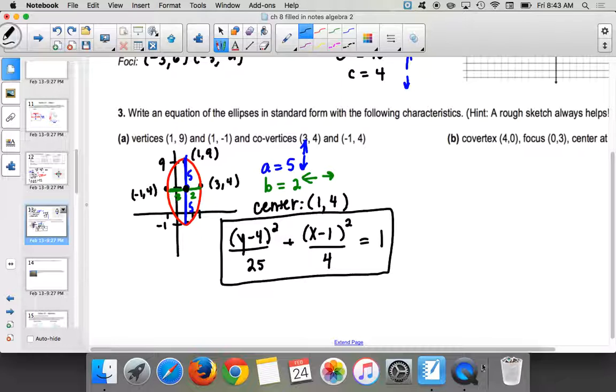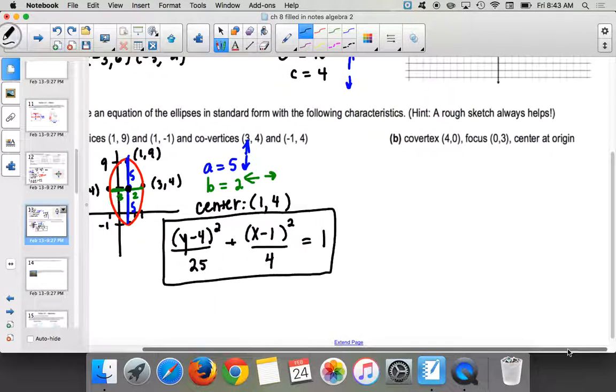All right, same thing on this next one. It says we have a covertex at 4, 0, and we have a focus at 0, 3. So will this one open vertically or horizontally? It's tricky because the focus is vertical, right? Our center's here, so it's going to open like this. It has to go around that focus.